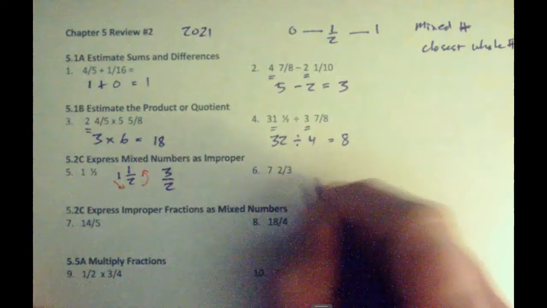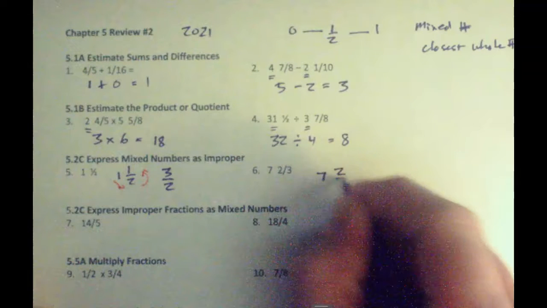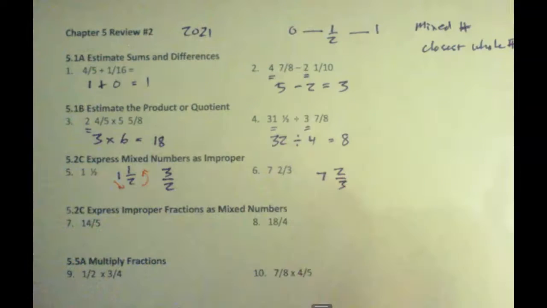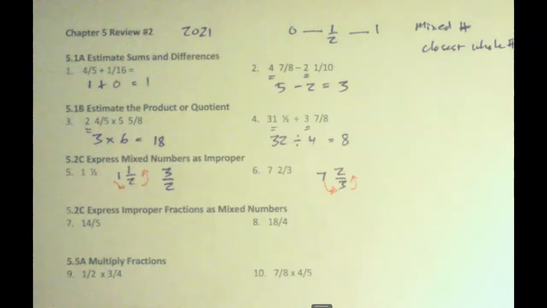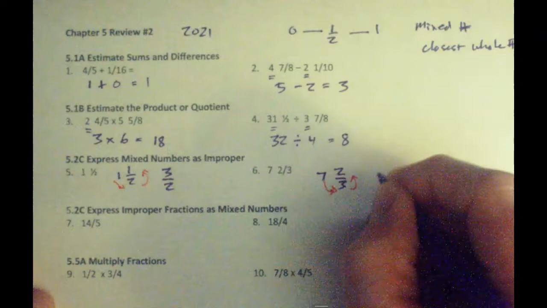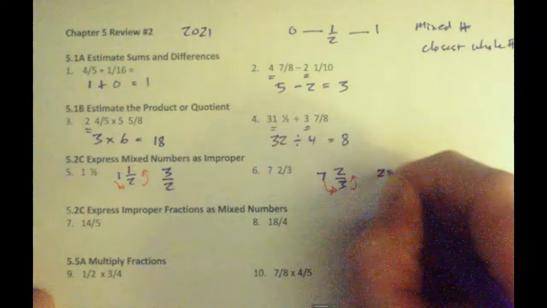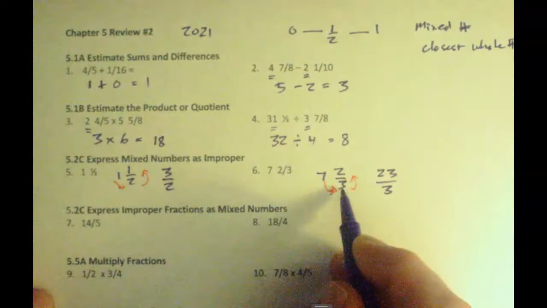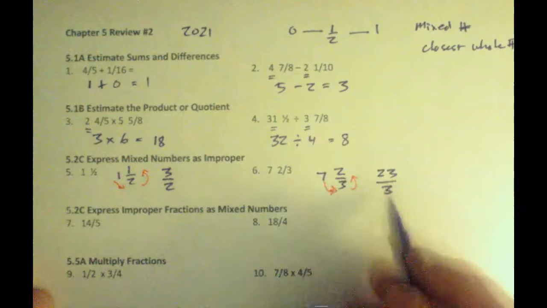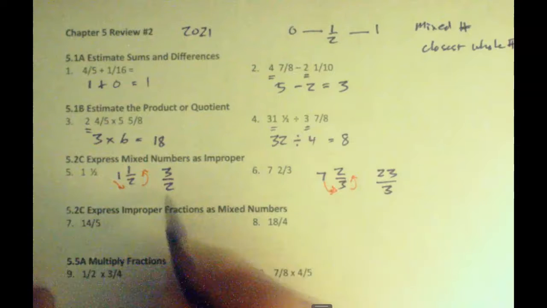And this one here, I'll just rewrite this as 7 2/3. Makes it a little bit easier to see. We're going to multiply down and add up. 7 times 3 is 21, plus 2 makes this 23 thirds. Notice the bottom number didn't change.